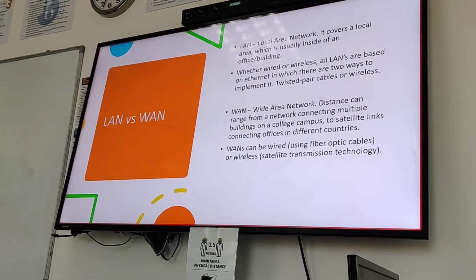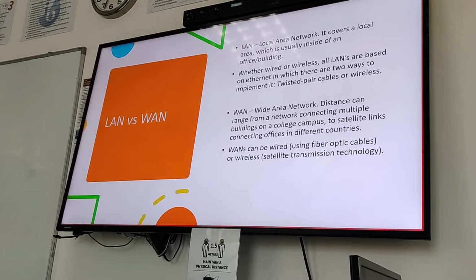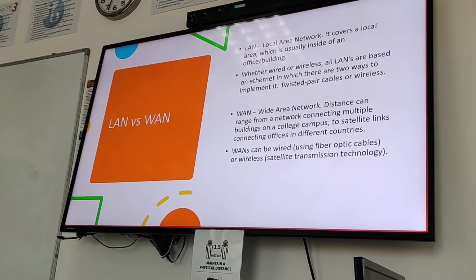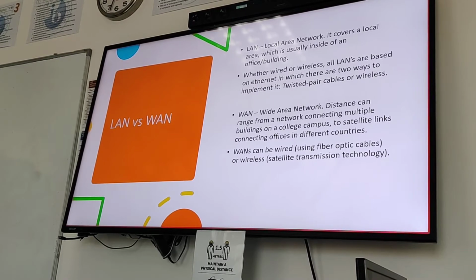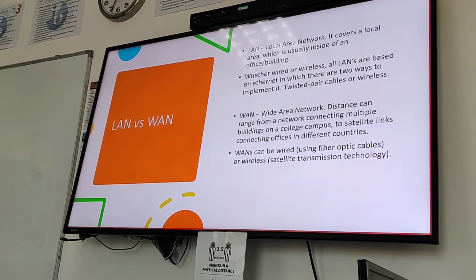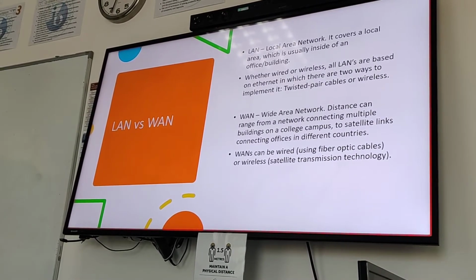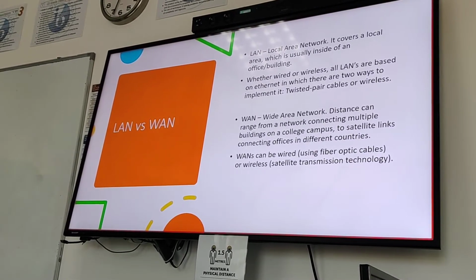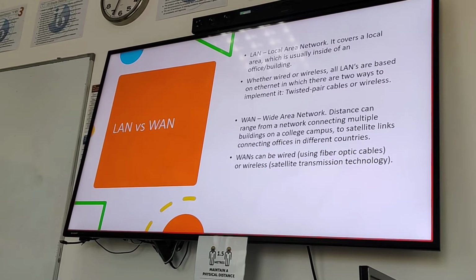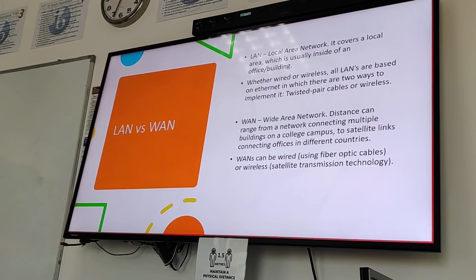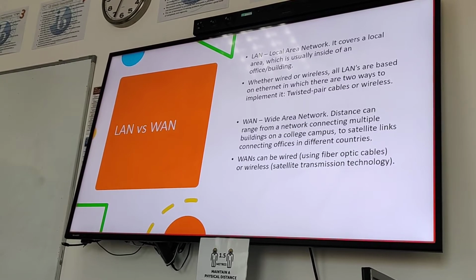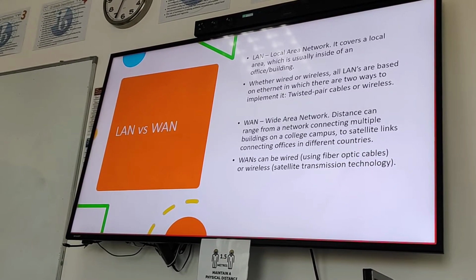So what is the difference? A LAN is a local area network, and it usually covers a quite small area, usually an office or a building, for example, even our school maybe. It can be both wired and wireless, and they're all based on Ethernet, in which there's two ways to implement it. If it's wired, with twisted pair cables, and if it's wireless, just wireless.